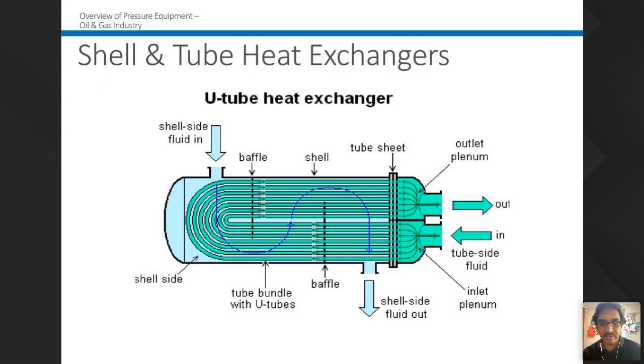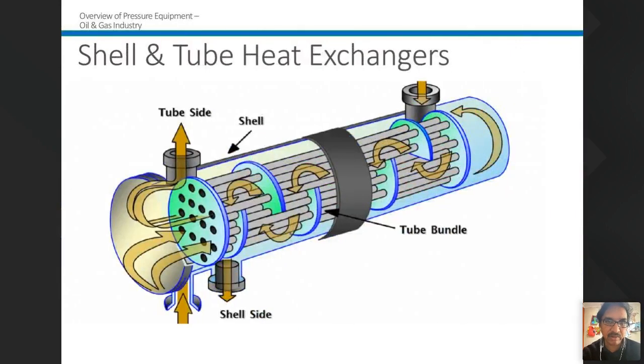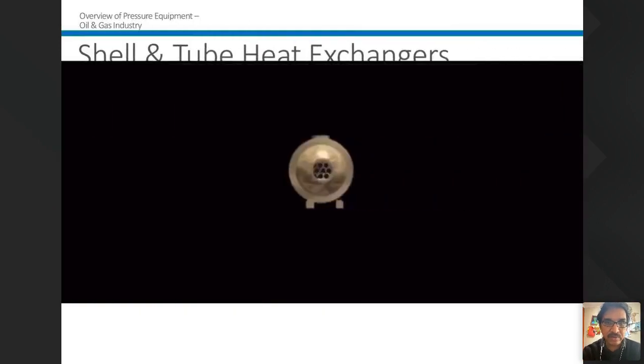So they transfer heat. Probably I'll just share a 3D picture of it. It might give you a better idea. Also, I have a small video. Let's see if I can play the video.